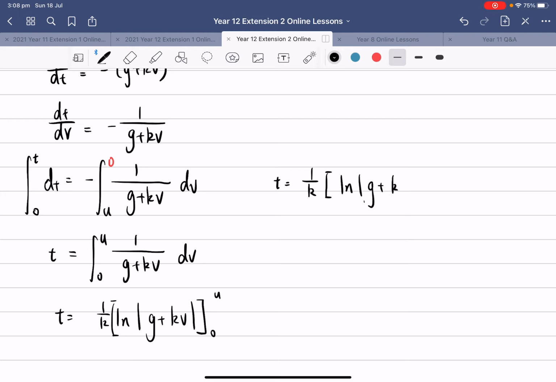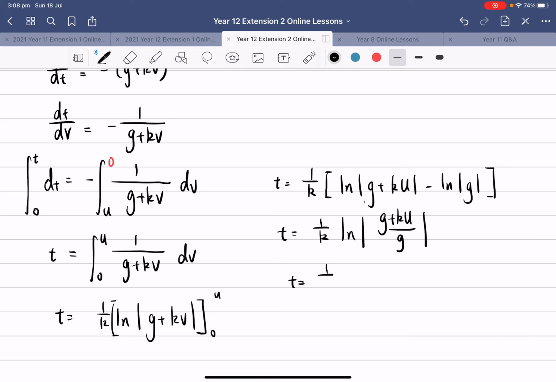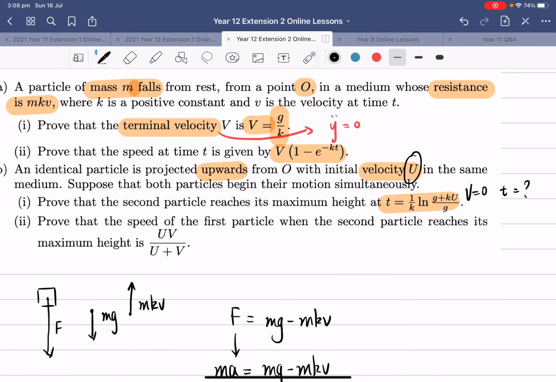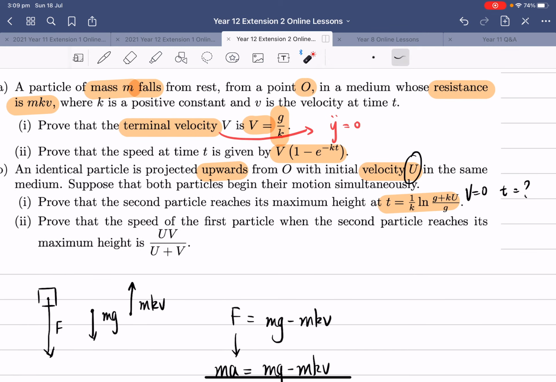So that's g plus ku minus ln g. So t is equal to 1 over k ln absolute value g plus ku over g. We can remove the absolute value since everything inside this logarithm is positive, so therefore that becomes the answer here. That's what t is equal to. Let's see the answer for the question. Yes, that's what the question asks you to prove.